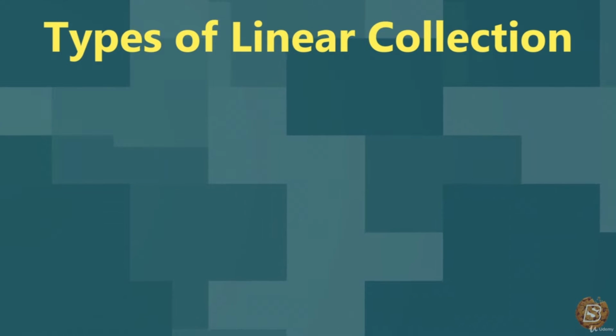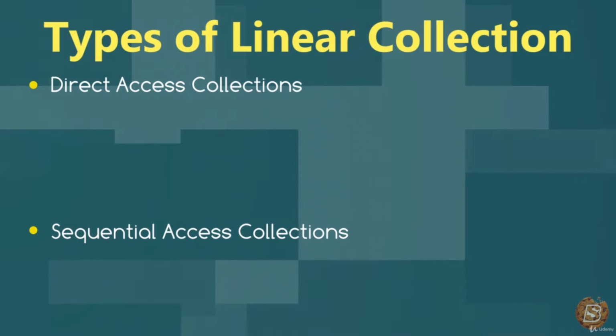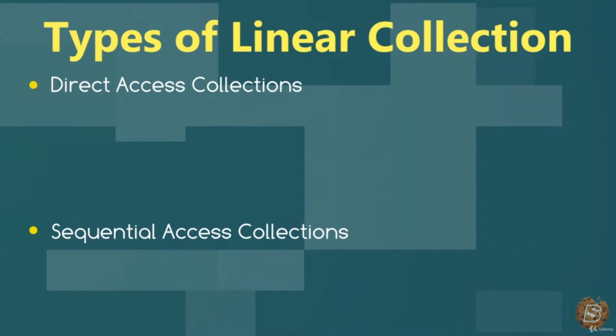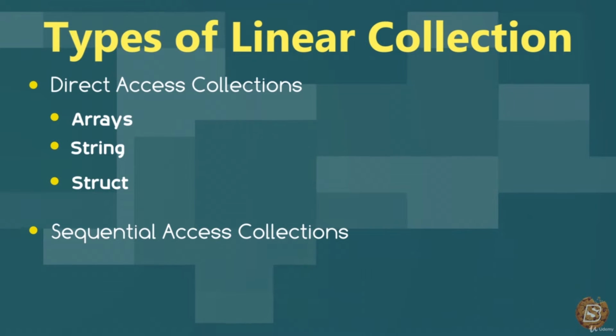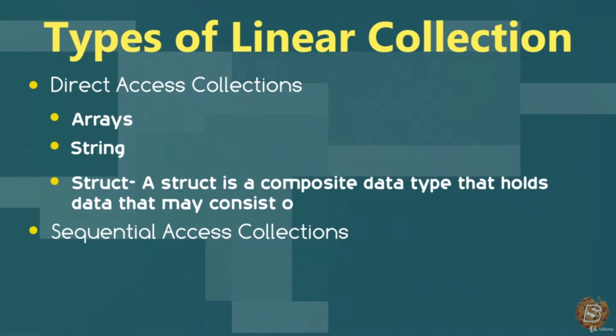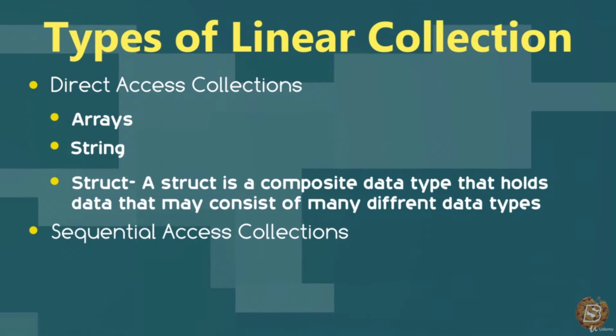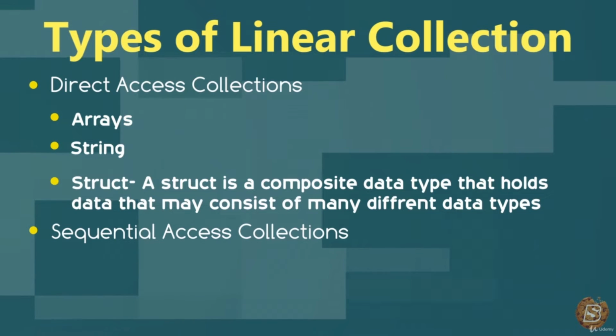Now there are two types of linear collections, direct access collections and sequential access collections. Under direct access collections, we have arrays, string, and struct. Now, a struct is a composite data type that holds data that may consist of many different data types. So let's go ahead and explore these in action: arrays, string, and struct.